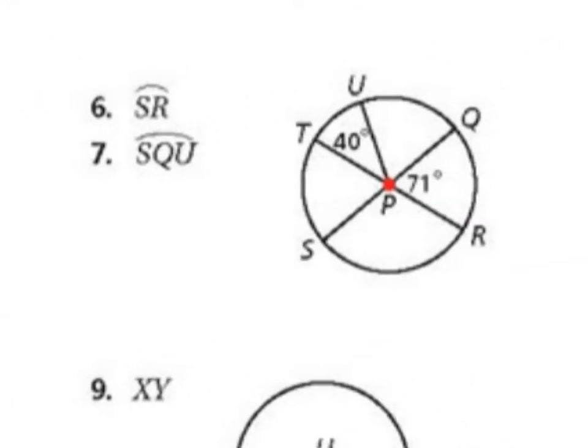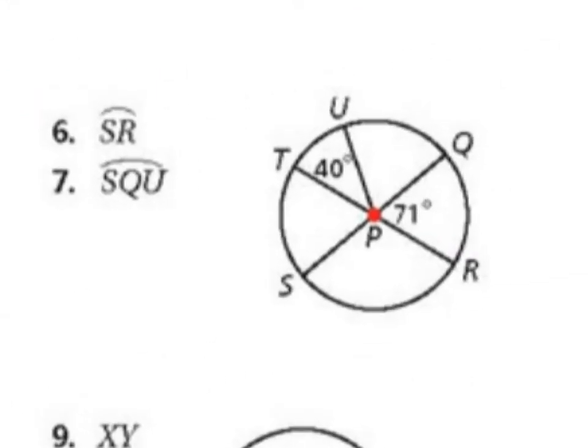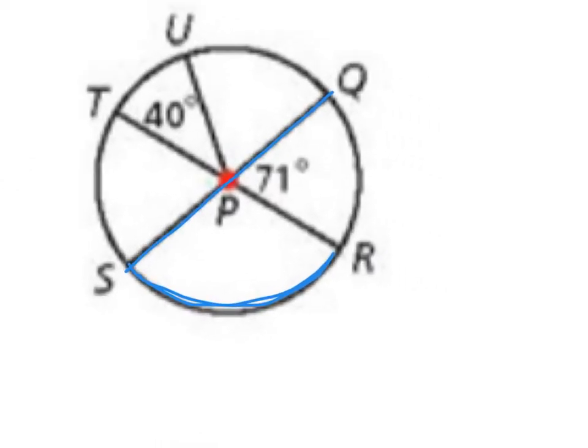All right, let's go to number 6, looking for SR. So again, we know that since we have a straight line here, arc SR and arc RQ are going to add up to 180. And it tells us what RQ is, so we're just going to do 180 minus 71, which leaves us with 109. So SR is 109 degrees.